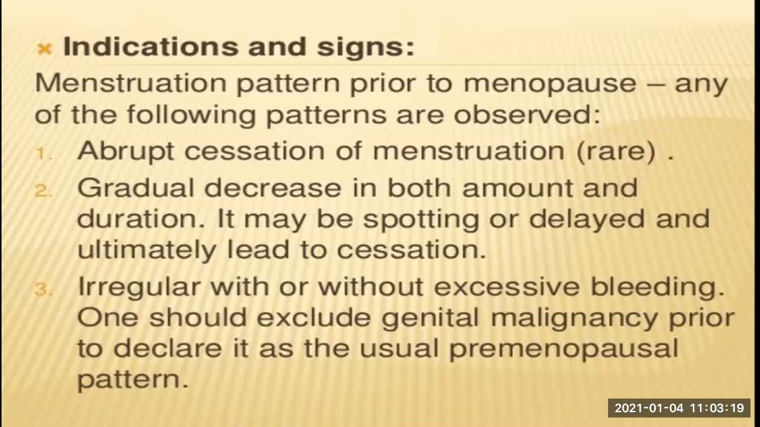First one, the abrupt cessation of menstruation, which is rarely found. Then a gradual decrease in both amount and duration. It may be spotting or delayed and ultimately lead to cessation. Third one, irregular or without excessive bleeding. One should exclude genital malignancy prior to declaring it as the usual premenopausal pattern.